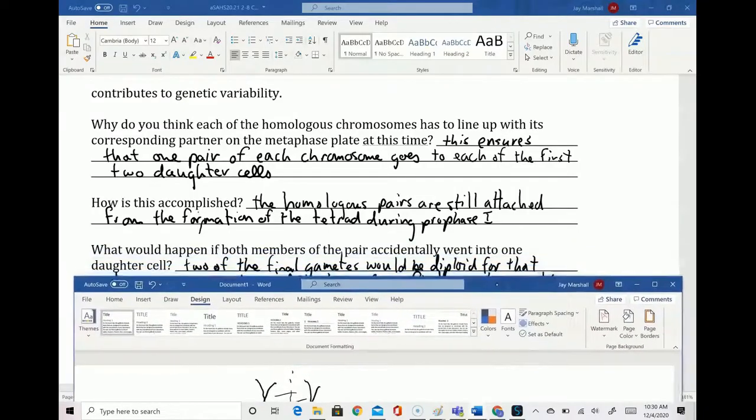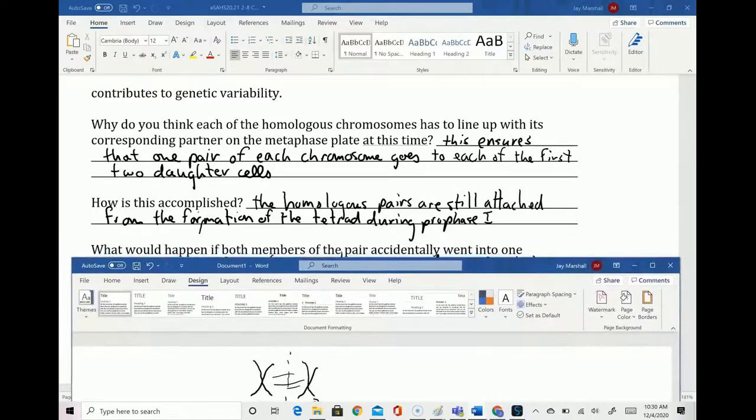But we can screw this up. Oh, well. What would happen if both members of the pair accidentally went into one daughter cell? What happens if this microtubule attaches here, but for some reason this microtubule from the spindle apparatus hasn't attached yet by the time the chromosomes get the signal to start separating?